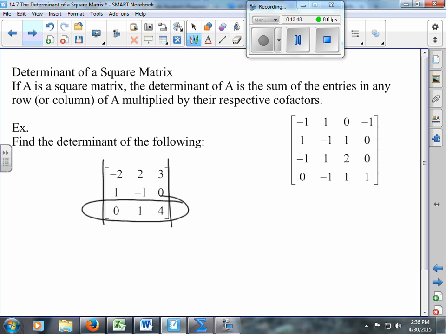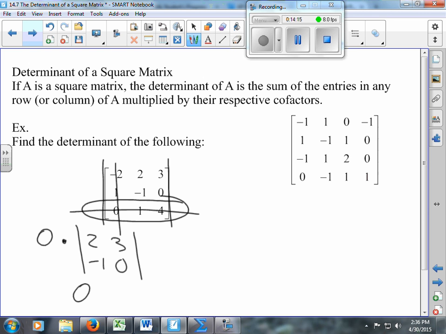And the way we do this is in that row, I only need to find the cofactors of those elements. So start with 0, okay? So I'm going to start with 0. And what you're going to do is take 0 times its cofactor. Well, to find its cofactor, you would do the determinant of 2, 3, negative 1, 0. But it doesn't matter what that determinant is because I'm going to multiply that by 0. And so you get 0.